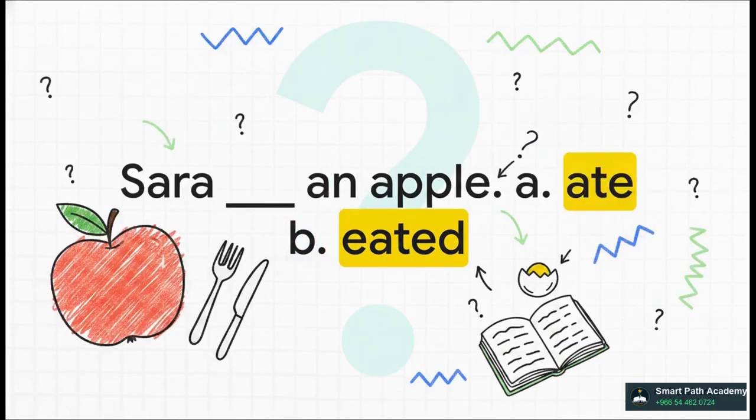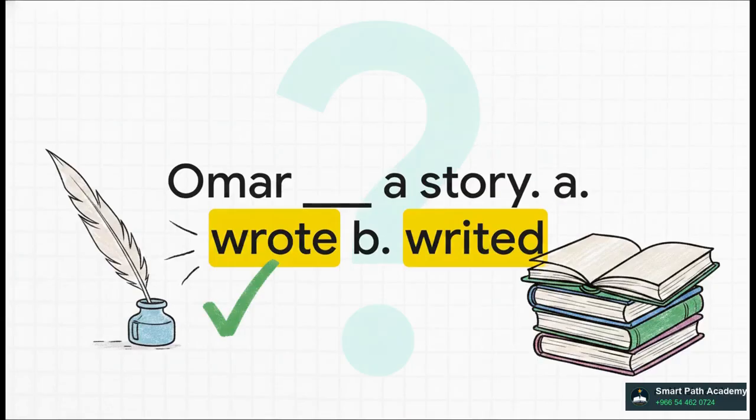Let's move to question number 2. Sarah blank an apple. Is the correct past verb A, ate, or is it B, eated? Think carefully about the rule breakers we just discussed. Here is question number 3. Omar blank a story. Is the answer A, wrote, or is it B, writed?